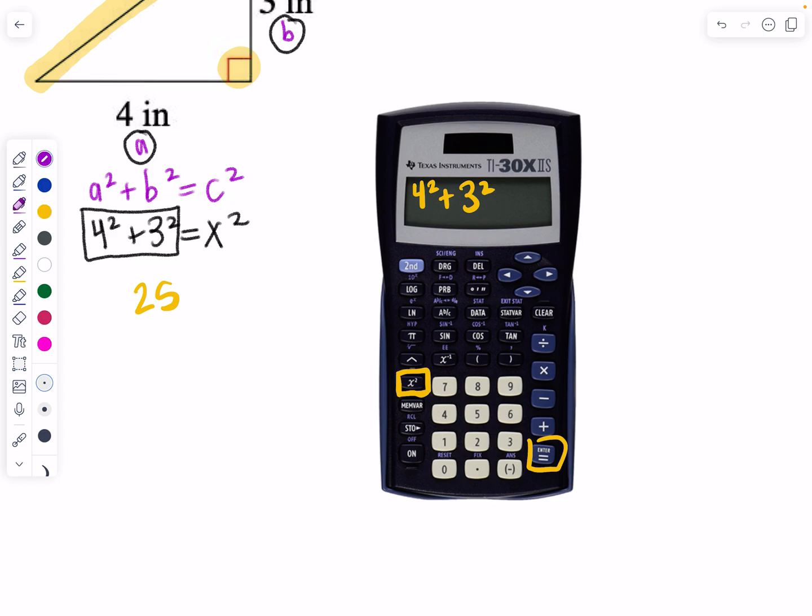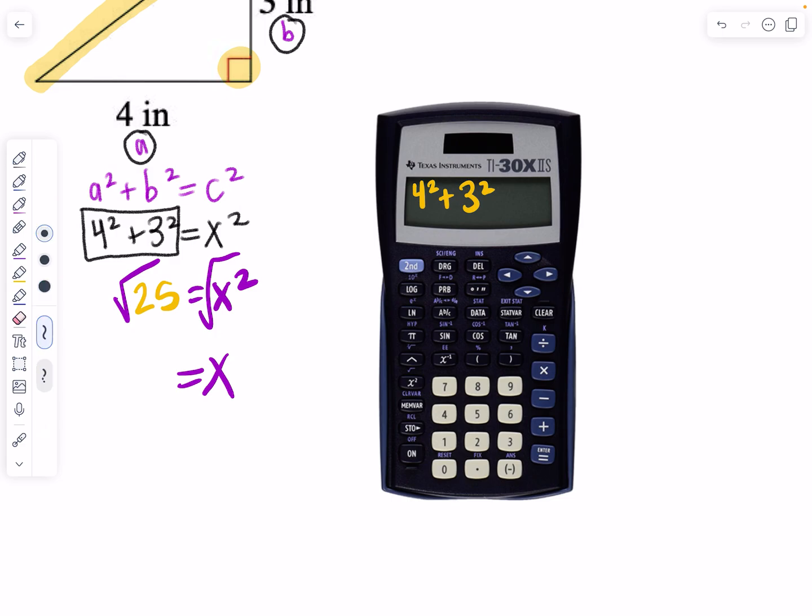So 25 is equal to x squared. And now we want to take the square root of 25. The opposite of squaring something is taking the square root. So I'm going to take the square root of both sides, and that's just going to give me x, which is what I want to find. I want to find the length of the hypotenuse.